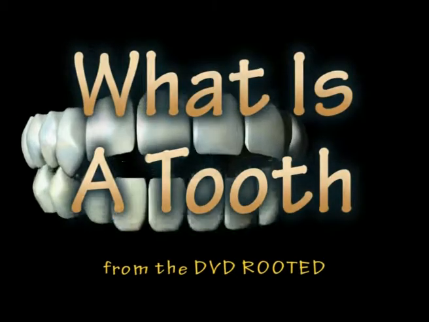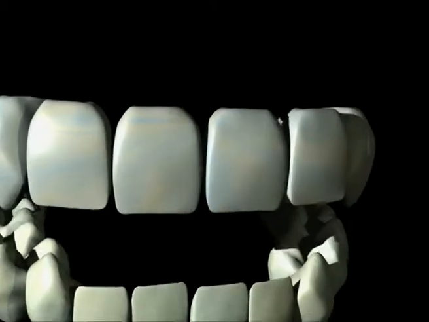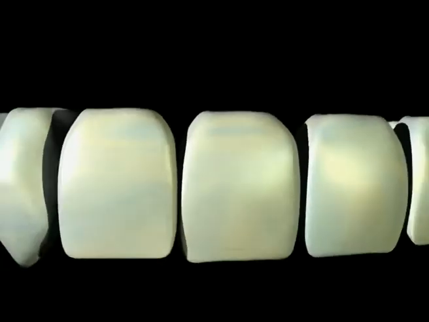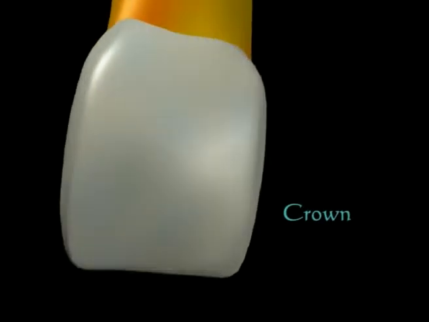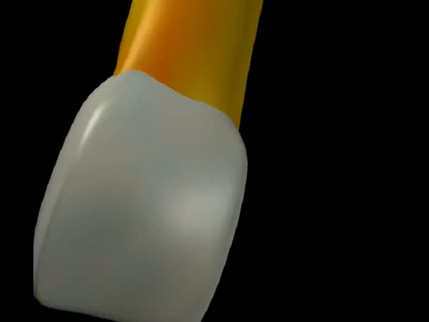We need to understand the anatomy of a tooth and how it relates to the rest of the body. They're not just big chunks of calcified material. Teeth are a complex and integral part of the body. They have feelings. The enamel is the part of the tooth that we all know as the crown, with which we eat, bite and smile.